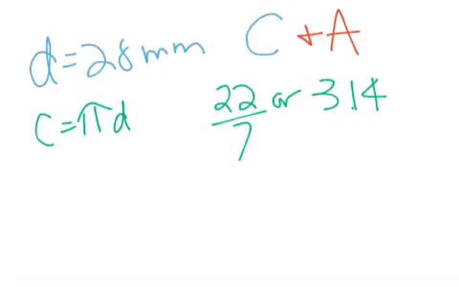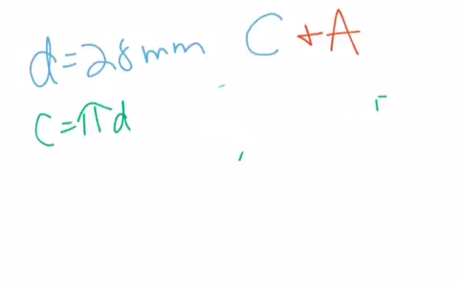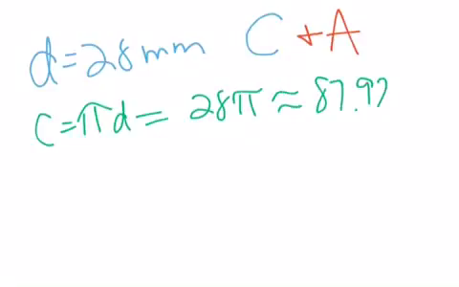All right. So let's do this. That's going to equal 28 times pi, so I just multiplied 3.14 times 28, and that's going to be approximately 87.92 millimeters.